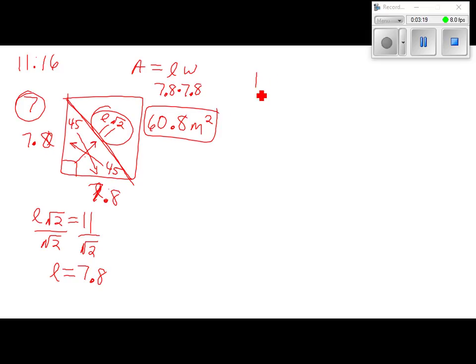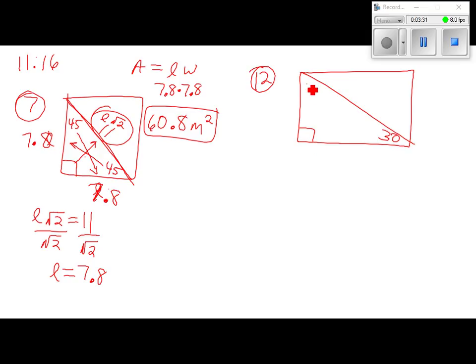Problem 12. They tell us this angle's 30, this is 90. What's this angle then? 60. So what kind of triangle are we dealing with? 30, 60, 90. This is X, this is Y, this is 26. In a 30, 60, 90 triangle, the side across from the 30-degree angle should be labeled what? L. The side across from the 60-degree angle? L radical 3, good. The side across from the right angle?